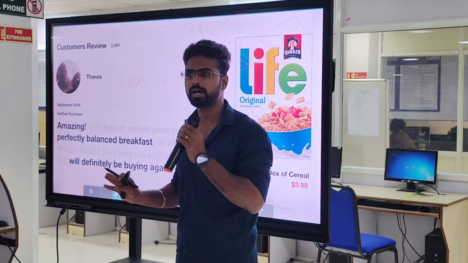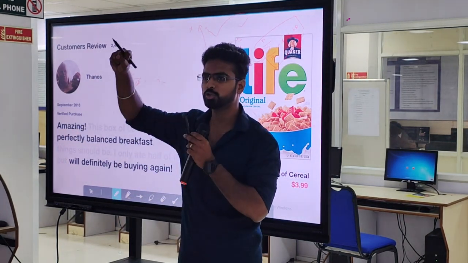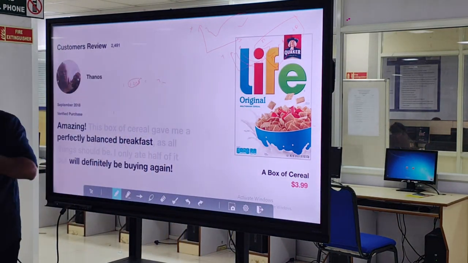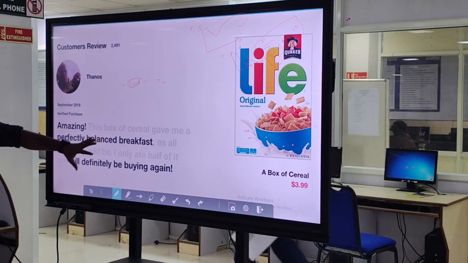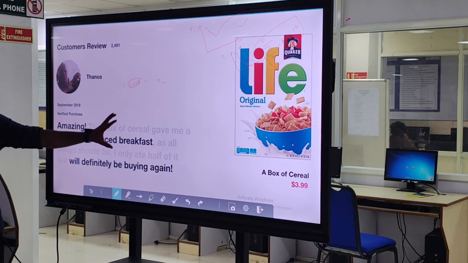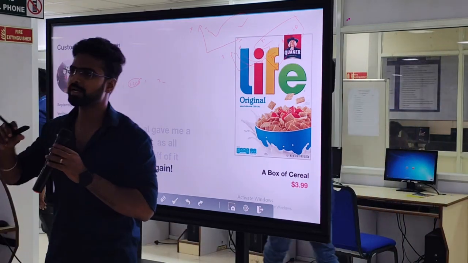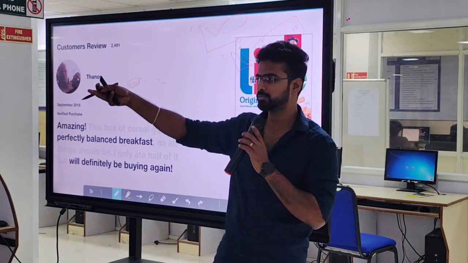Now if you see this particular data set, what are all the important words? One is amazing, another one is a perfectly balanced breakfast, and will definitely be buying again. These three factors are very important. In order to understand this overall sentence, I don't need to understand each and every word. In vanilla RNN, we consider all the values together and process them, even though we have approached the BPTT approach.